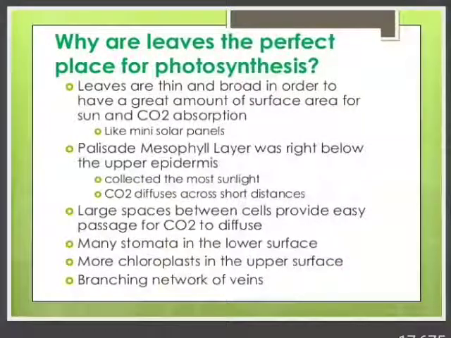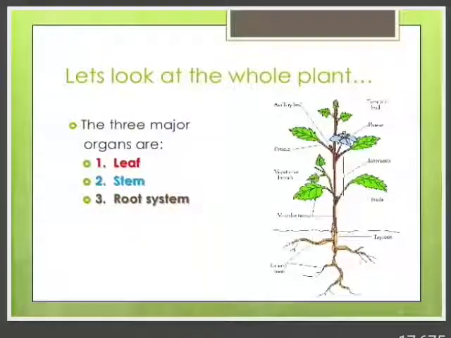Why are leaves the perfect place for photosynthesis? Leaves are thin and broad to have a great surface area for carbon dioxide absorption. The palisade mesophyll layer, below the upper epidermis, collects the most sunlight. Carbon dioxide diffuses across a short distance, and large spaces between cells provide easy passage for it. There are many stomata on the lower surface, more chloroplasts in the upper surface, and a branching network of veins. These make leaves perfect for photosynthesis.